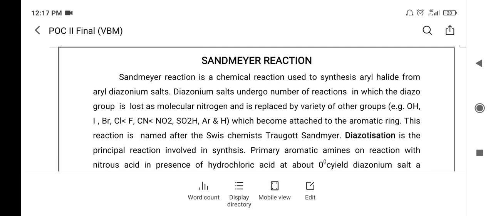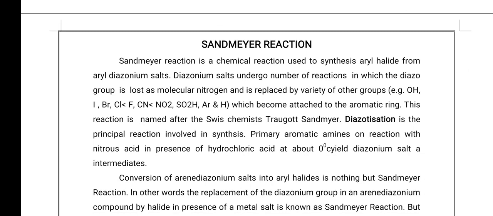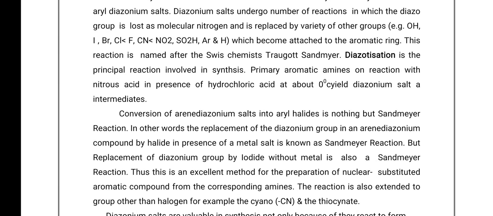This reaction is totally based upon diazotization. In this reaction, an aryl amine forms an aryl diazonium salt. It means that the diazonium salt undergoes a number of reactions in which the azo group loses its molecular nitrogen and is replaced by a variety of other groups, which are OH, iodine, bromine, chlorine. Now in this reaction we are going to replace the azo group with iodine and form the para-iodobenzoic acid.